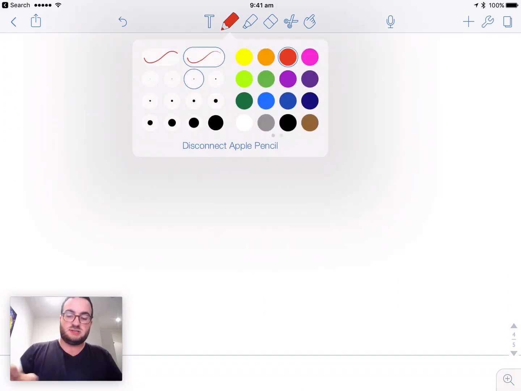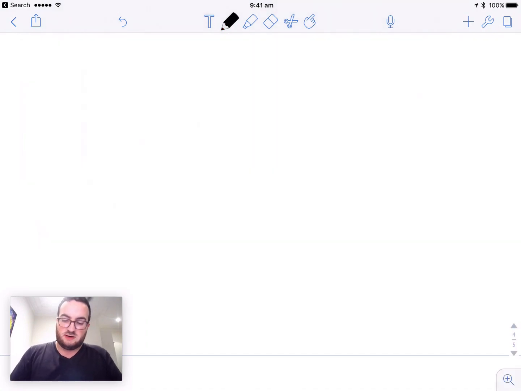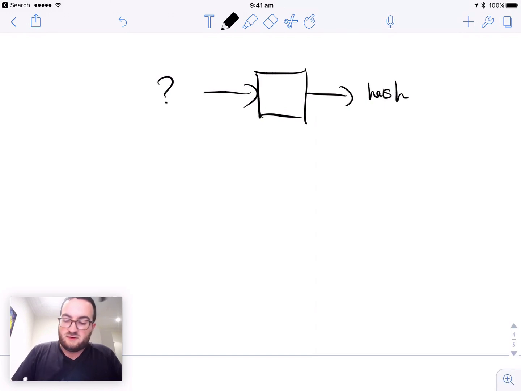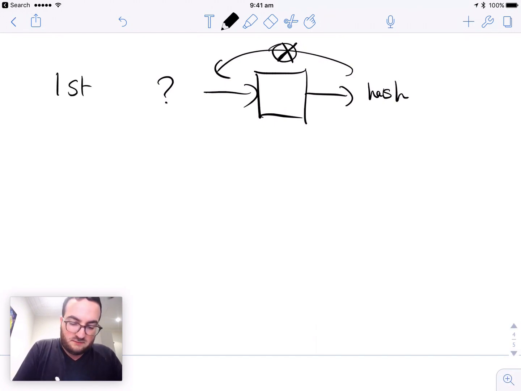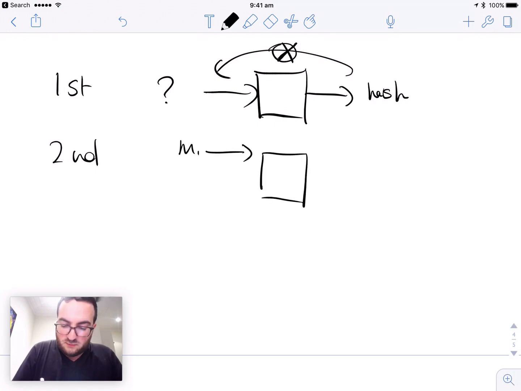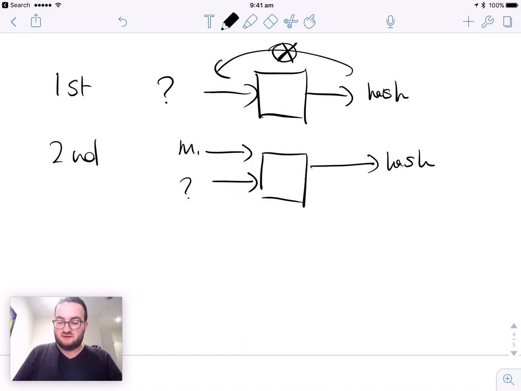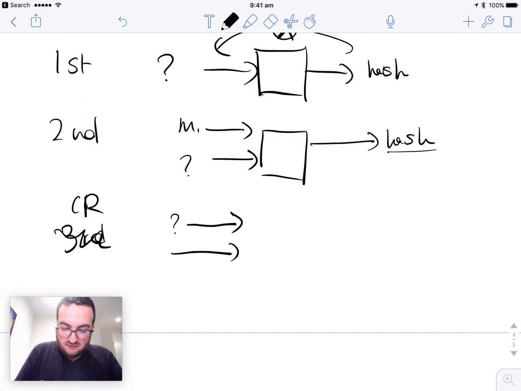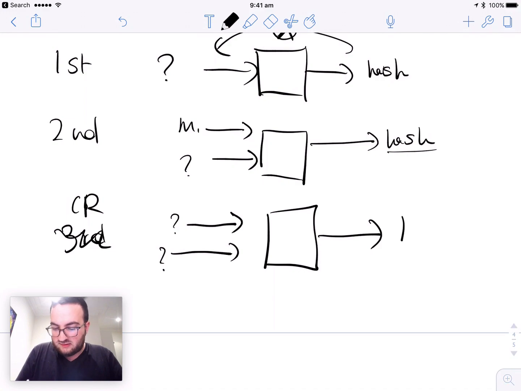So if I could summarize these resistances as a little diagram, you've got this box, which is a little hash, and you've got the hash, and you've got the input. For first preimage resistance, it should be really hard to go backwards. That's first. For second preimage resistance, you have message 1, which goes into the hash and gives you hash. It should be really hard to find a second one that also gives you hash. And for third, it's collision resistance. It should be really hard to find any 2 random inputs that hash to the same output hash.